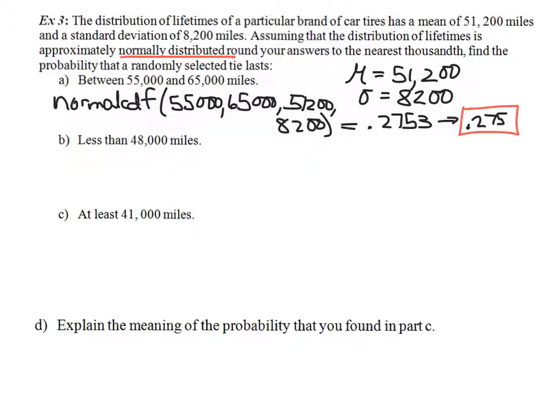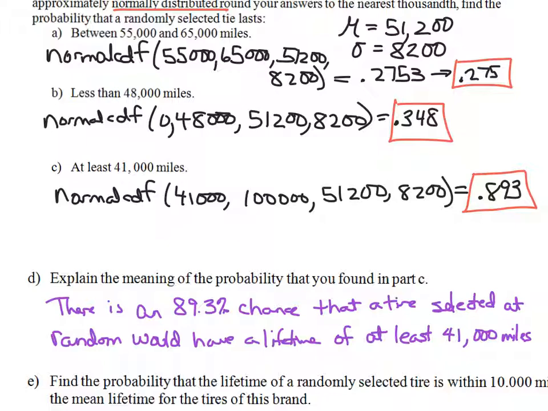Now again, for parts B and C, I want you to take a few minutes and do those on your calculator and then come back and check with my work. Checking your answers for those last two parts. In part B, I got 0.348, and in part C, I got 0.893. Now, the explanation is really the important part here. What does this mean? So explain the meaning of this probability. The probability is that 89.3%, there's an 89.3% chance that a tire selected at random would have a lifetime of at least 41,000 miles.